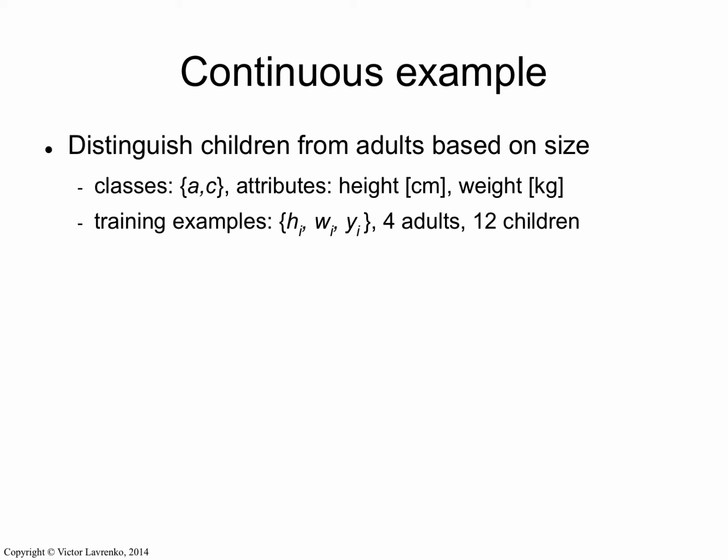What the training examples in this case will look like is they will be triples: the height of individual i, the weight of individual i, and then y is the class. Are they an adult or are they a child? Let's say I have 16 examples, 4 of them are adults and 12 of them are children. So let's see what estimation for naive Bayes actually looks like in this case.